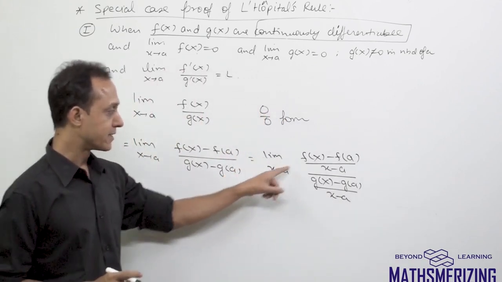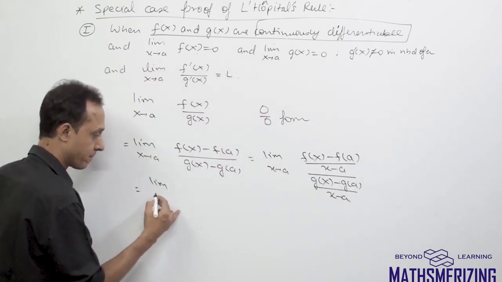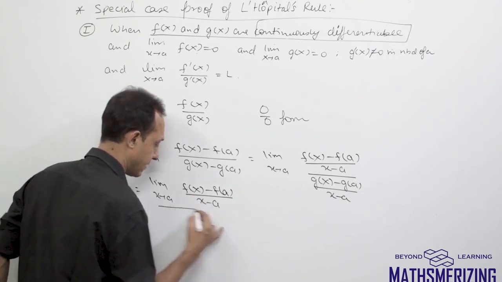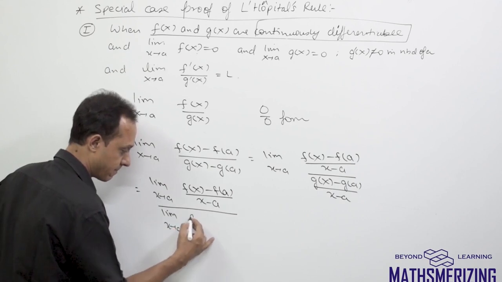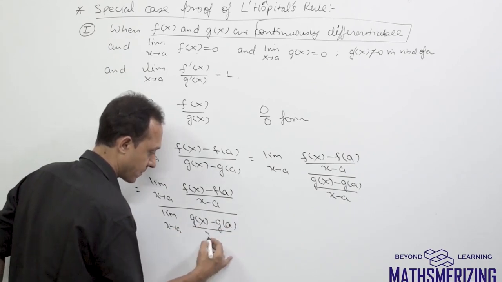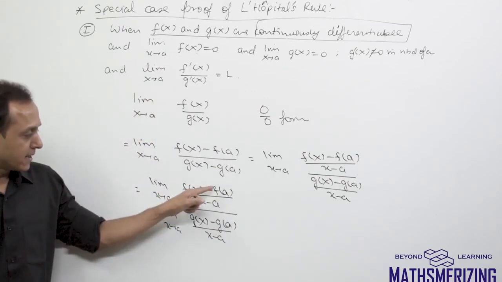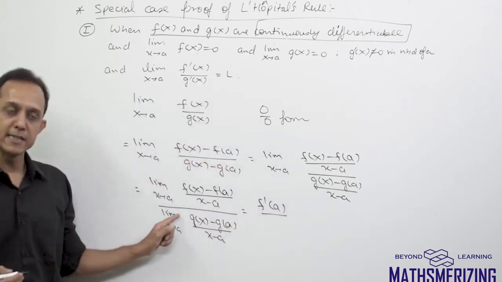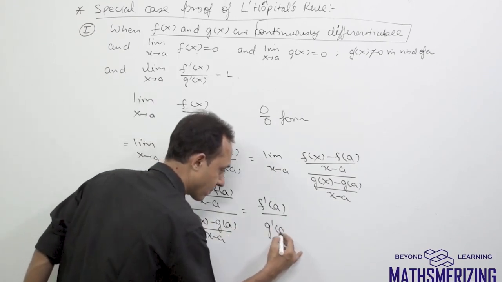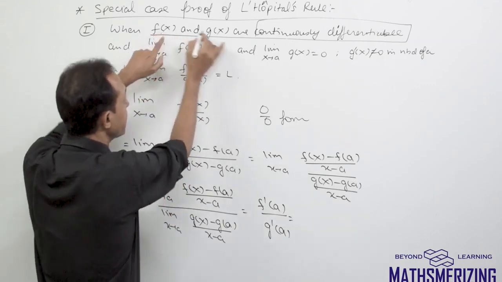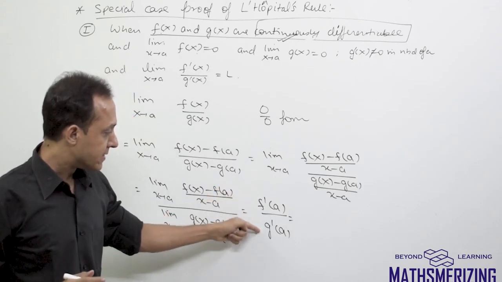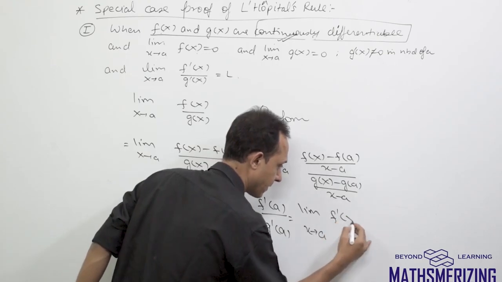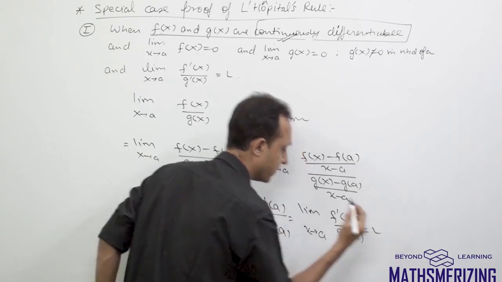Now I'll take the limit in the numerator and denominator, so I'll write it as the limit as x tends to a of f(x) minus f(a) upon x minus a, divided by the limit as x tends to a of g(x) minus g(a) upon x minus a. The limit of f(x) minus f(a) upon x minus a as x tends to a is simply f'(a). And the limit of g(x) minus g(a) upon x minus a is g'(a). Now, because we have assumed that f(x) and g(x) are continuously differentiable, I can say f'(a) upon g'(a) is actually equal to the limit as x tends to a of f'(x) upon g'(x), and that should be equal to L.